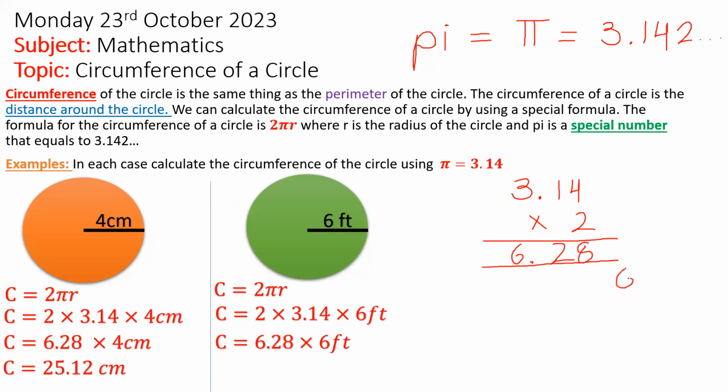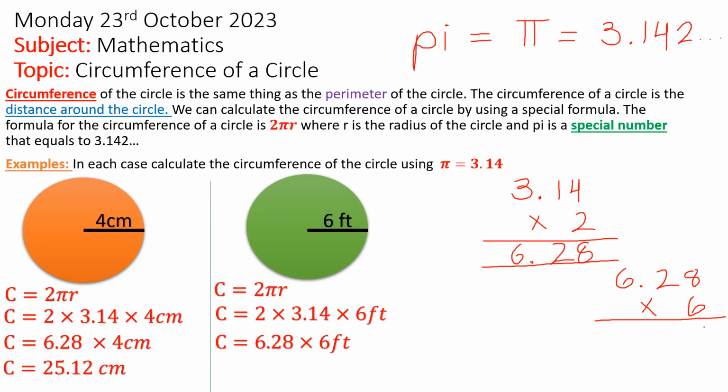Circumference is the same thing as perimeter. Very good. So 6.28 multiplied by what? What do you have to multiply by? By 6. Good. By 6. Very good. What is 6 times 8?